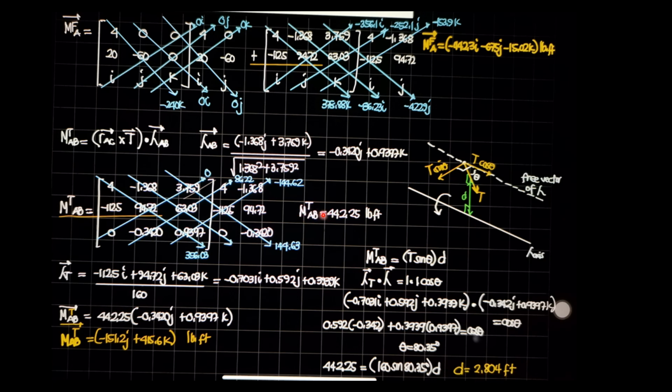So remember, this is the moment of the tensile force about axis AB. It happens to be positive. It is a scalar. And when we express this in vector form, then we have to multiply this by the unit vector of axis AB. So in vector form, moment of the tensile force about AB is 442.25 times unit vector of axis AB. Then distributing, we have moment of the tensile force about axis AB vector is negative 151.2J plus 415.6K pound foot. So that's it for this video.